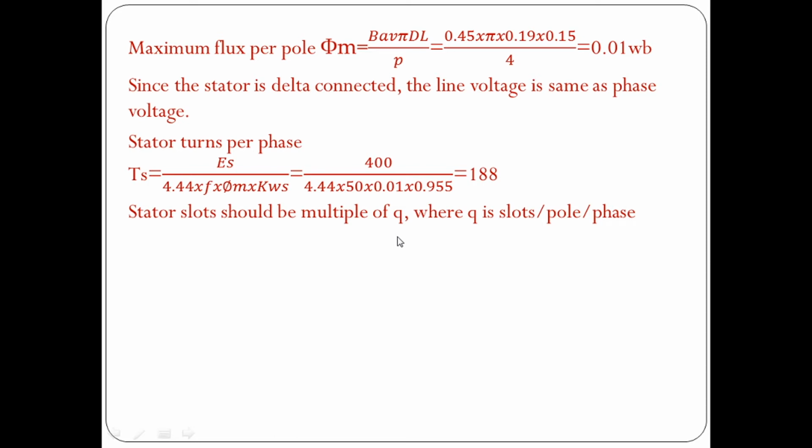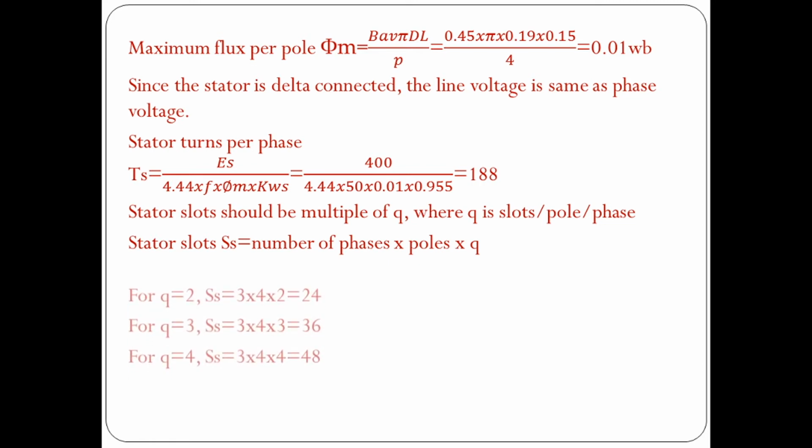Correct, where q is the slots per pole per phase. So stator slots should be a multiple of q, that is, it should be an integer, which is directly related to the slots per pole per phase. So stator slots SS is nothing but number of phases into poles into q. Correct. Q is the stator slots per pole per phase.